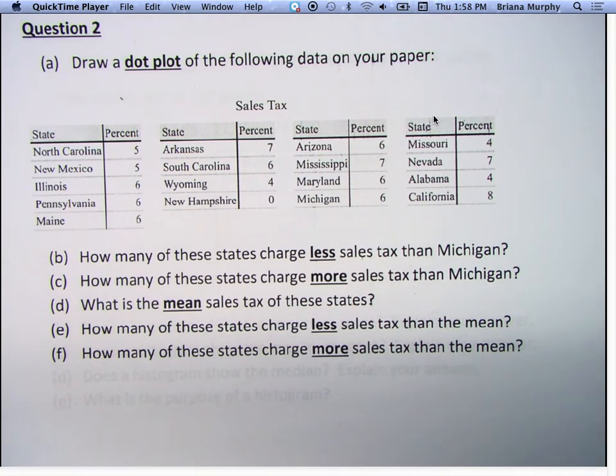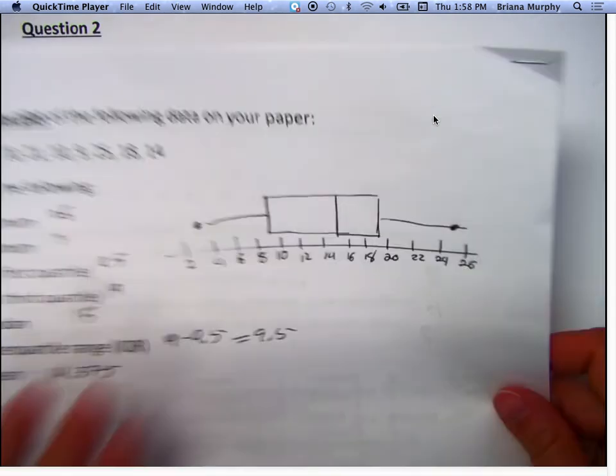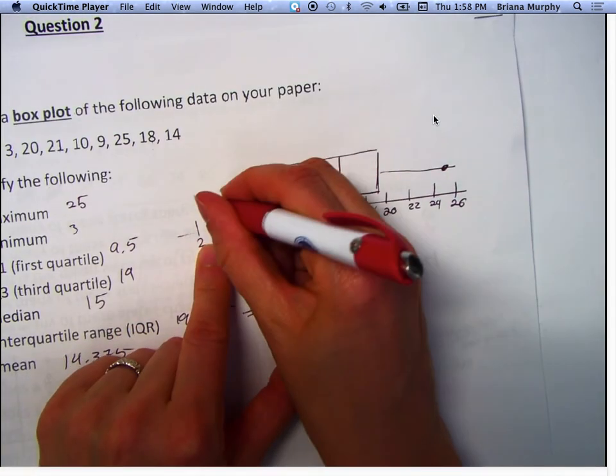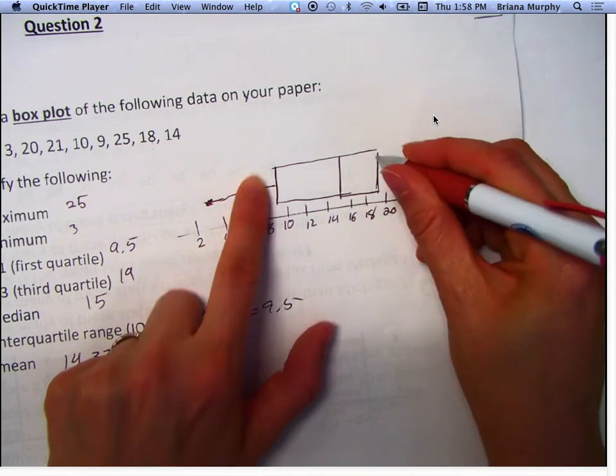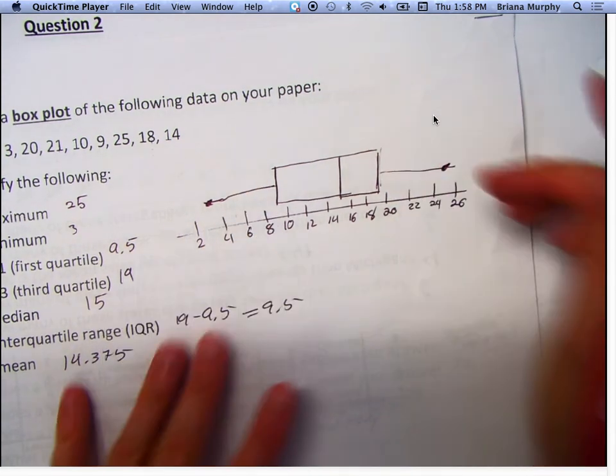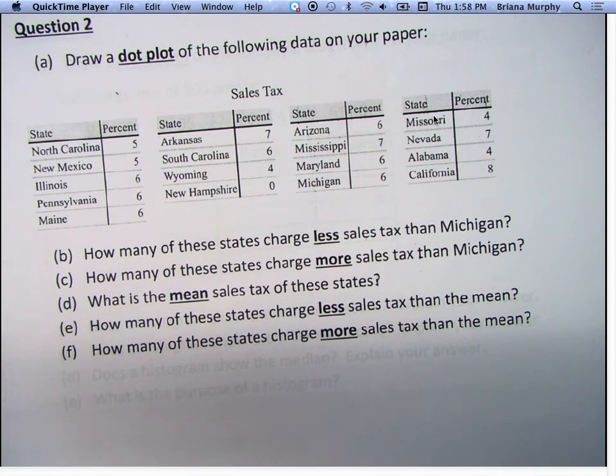Does it matter for the minimum and the maximum, when you do the line and then the dot, where the line and the dot go on the graph? Like the length, they have to touch. No, I mean, does it have to be at a certain place on here? On the box? No. Okay, good. Okay, question number two.